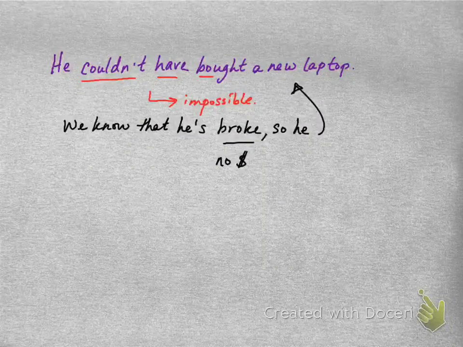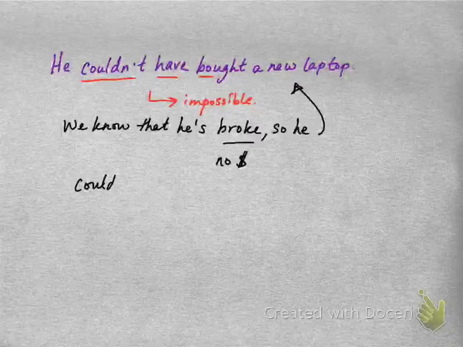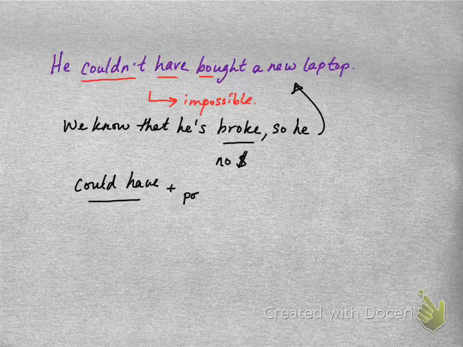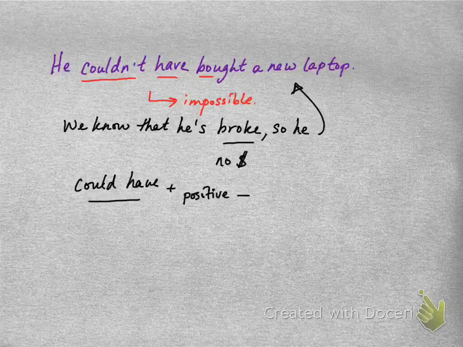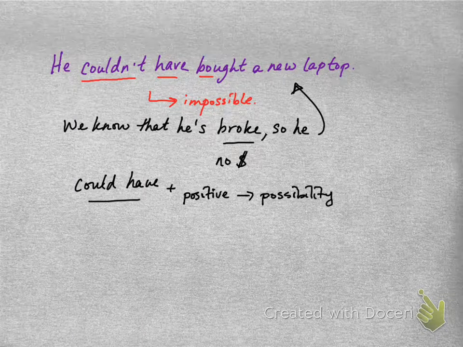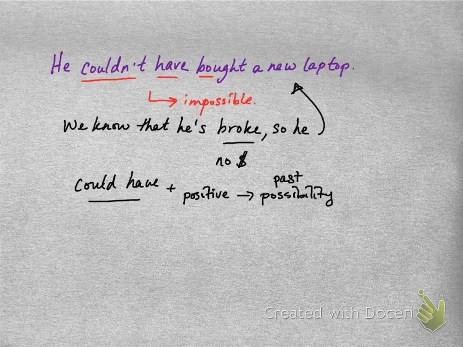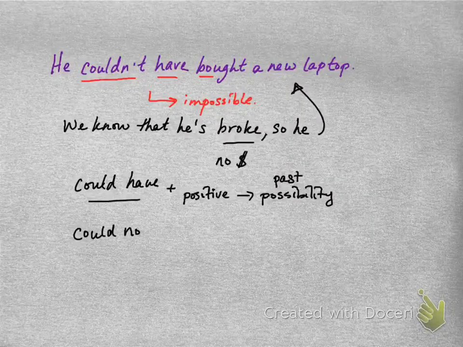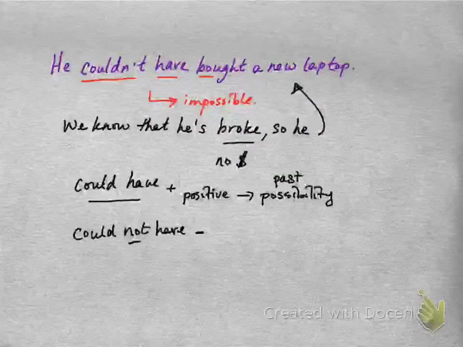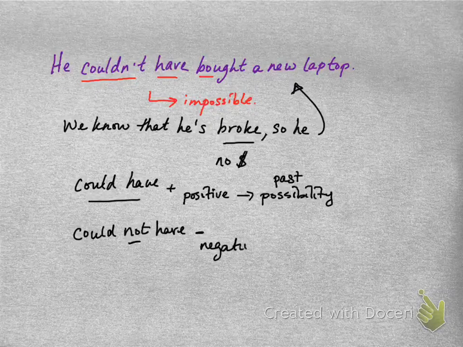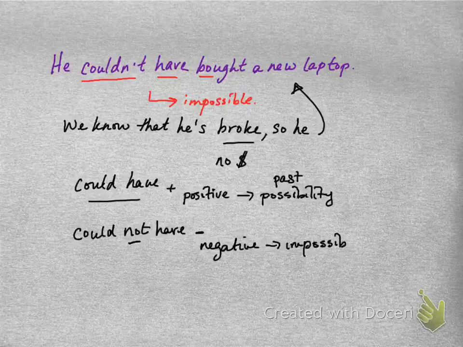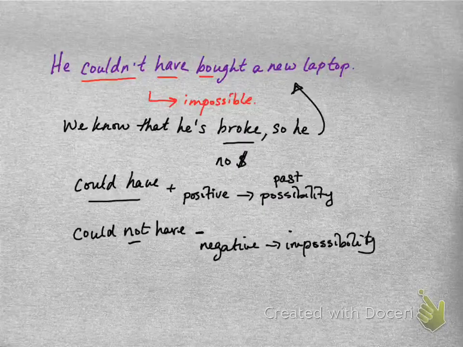Okay. So when we use could have in positive sentences, we're talking about possibility in the past. Okay. When we use could not have, so that's a negative sentence, we're talking about impossibility in the past.